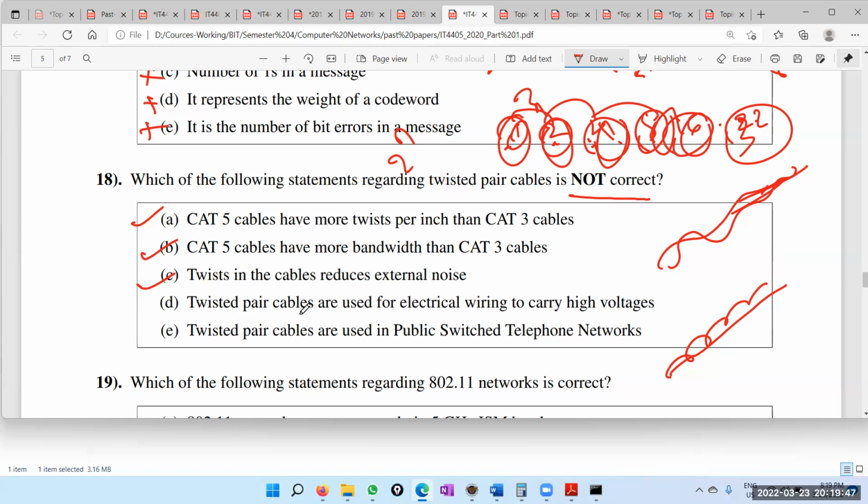Twisted pair cables are used for electrical wiring to carry high voltages. No, right? So have you seen twisted pair wires carrying high voltages? Of course we are using some sort of twisted wires, but I don't know whether we can call them twisted wires.